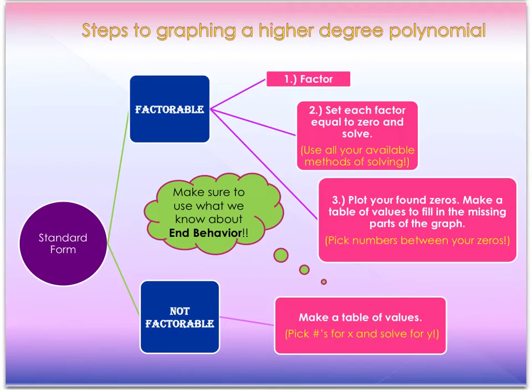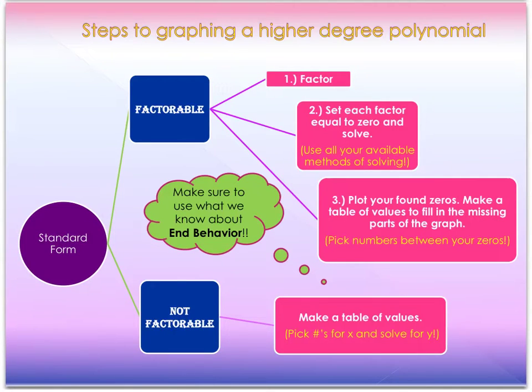So here is a step-by-step of how to graph a higher degree polynomial. This is going to be very useful. The first thing is you want to make sure you're in standard form. If your function is factorable, you want to go ahead and try to factor it. Once you have factored it, you want to set each of the factors equal to 0 and solve for the x value.